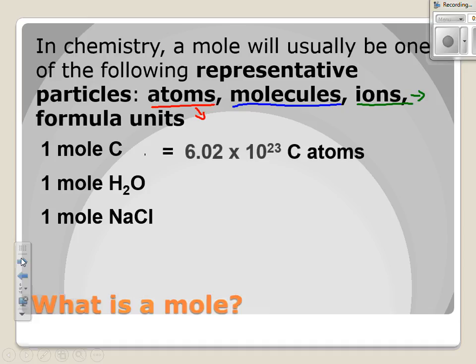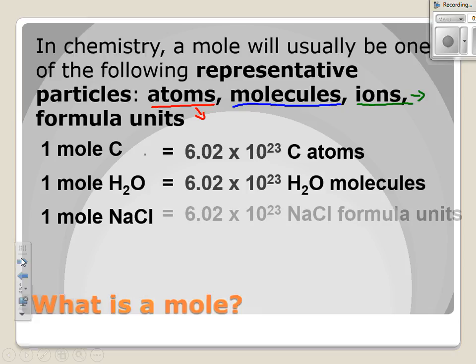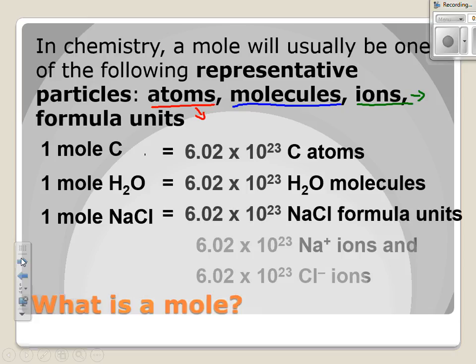And for 1 mole of H2O, which label would you give that? Molecules because, yes, water is non-metal, and therefore it's going to be a covalent compound. So it gets assigned molecules. What about sodium chloride? I heard a formula units out there, and you are correct because it is an ionic compound. It is a metal and a non-metal. So you would label it there.